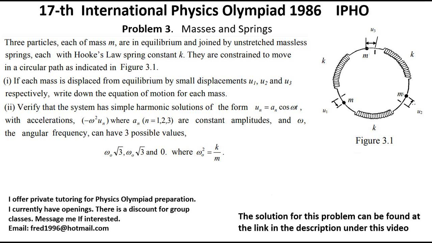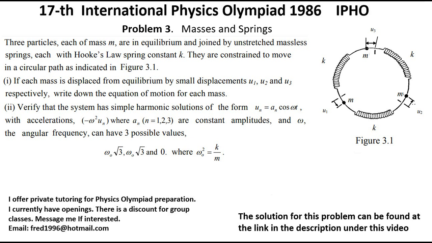Problem 3. Masses and springs. 3 particles, each of mass m, are in equilibrium and joined by unstretched massless springs, each with Hooke's law spring constant k. They are constrained to move in a circular path as indicated in figure 3.1.